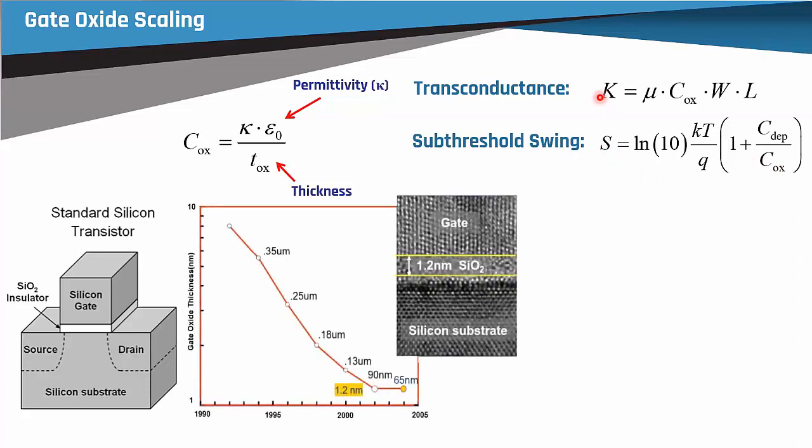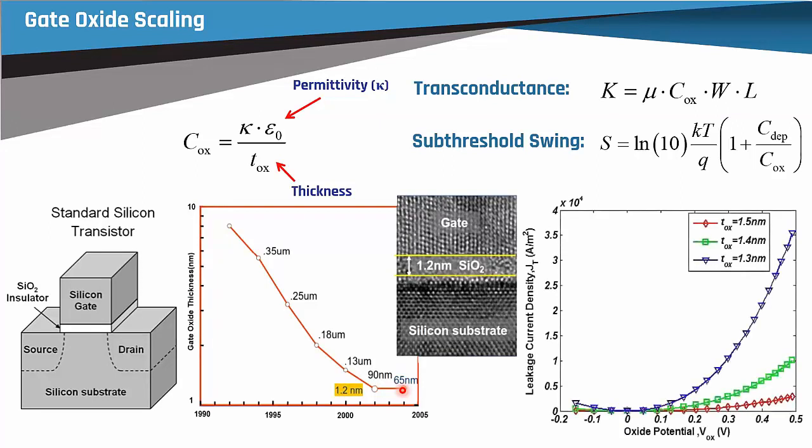So what did we do? We scaled over the years this Cox. We made it smaller and smaller, figured out how to build really thin layers, and got to a really small point of 1.2 nanometers down around 65 nanometer technology. The only problem with that is at that level, we have tunneling through the gate.